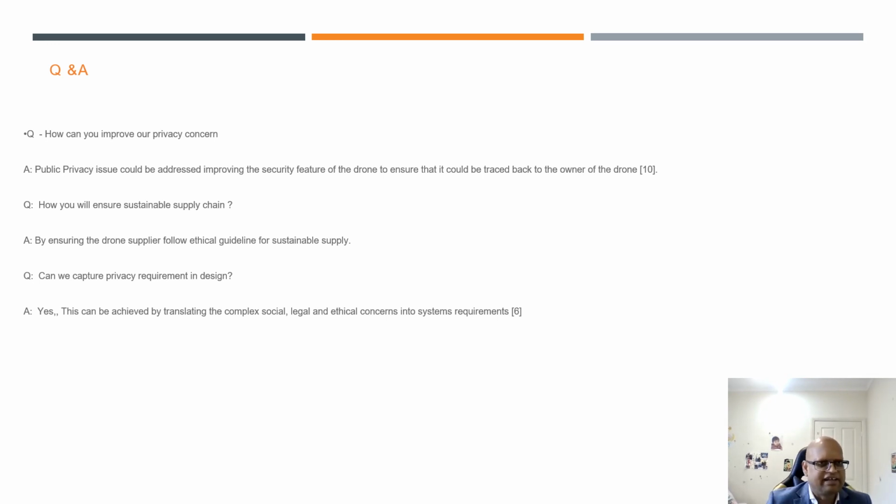Another question that came in was how will you ensure sustainable supply chains? This can be done by enforcing ethical guidelines on the drone suppliers and the users. The third question was, can we capture the privacy requirement in design? Yes, we can, and this can be achieved by translating complex social, legal, and ethical concerns into system requirements.